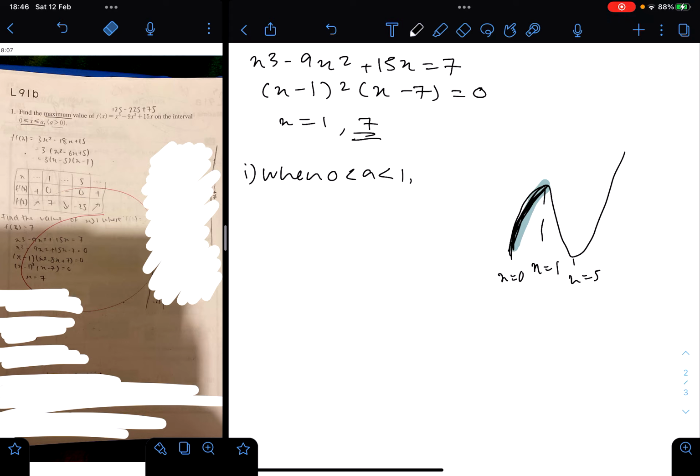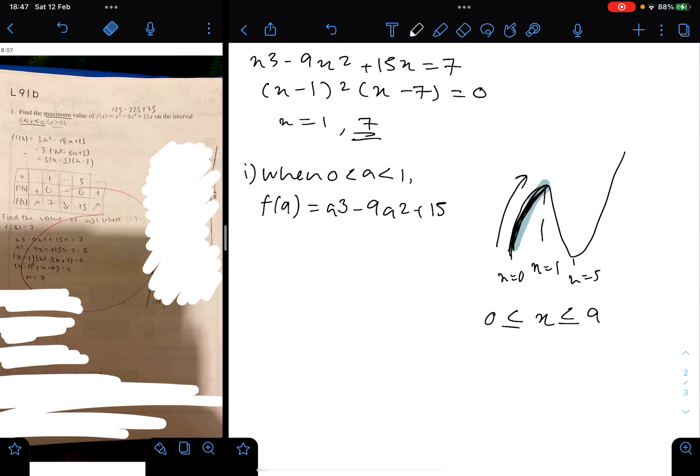And if we look, the greater the value of x, the greater the value of f of x. And so in this case, the maximum value would be f of a, because x is in between 0 and a is in between this interval. So we're going to just substitute a into f of x. That gives us a cubed minus 9a squared plus 15a.